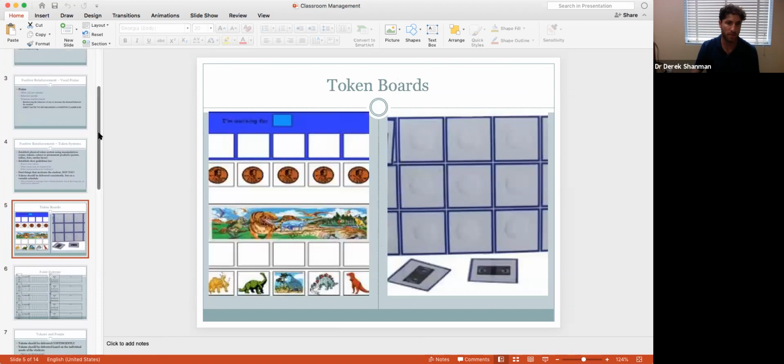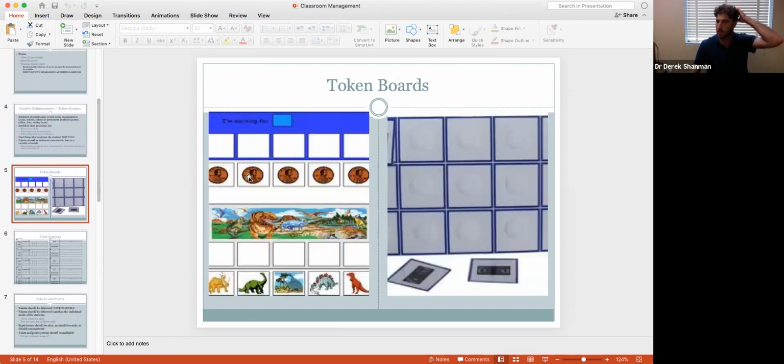Let's take a look at a couple of examples of what some different token systems might be able to look like.